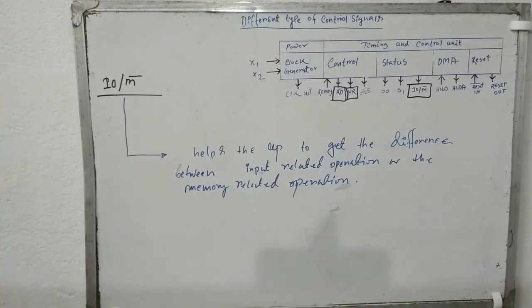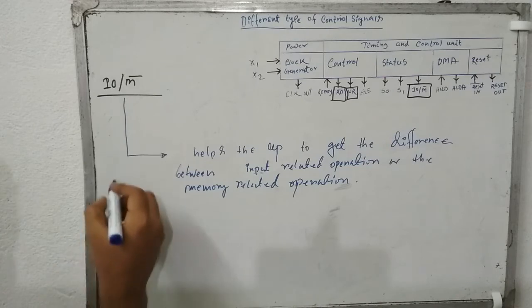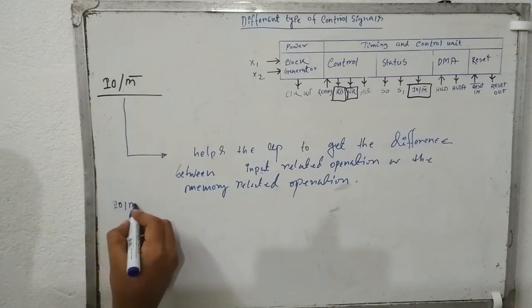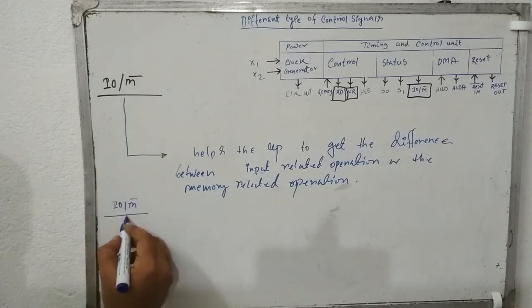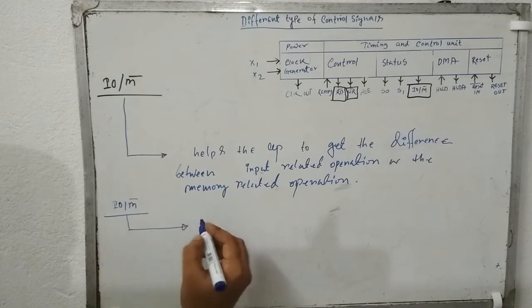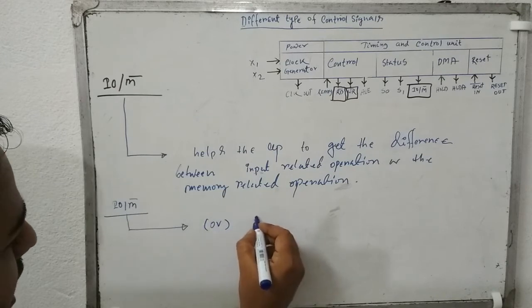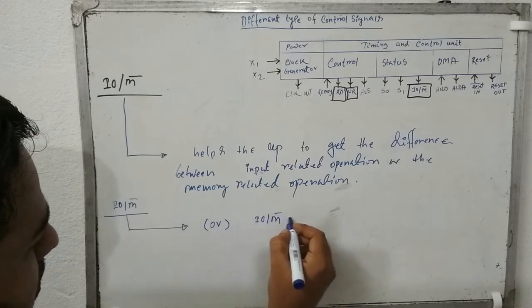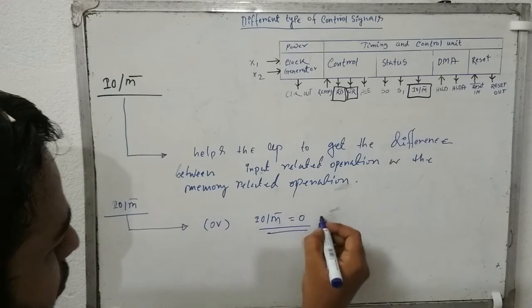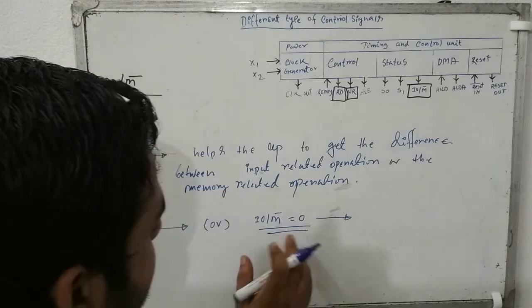Or will be the memory related operation. So when this pin IO/M bar gets the low value, that means 0 volt, it will start to indicate, or start to perform, the memory related operation.